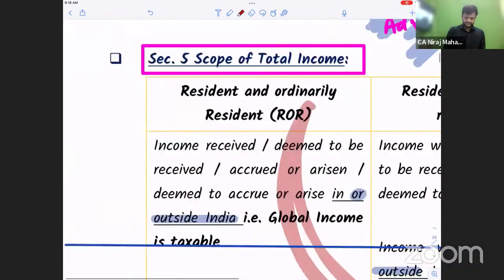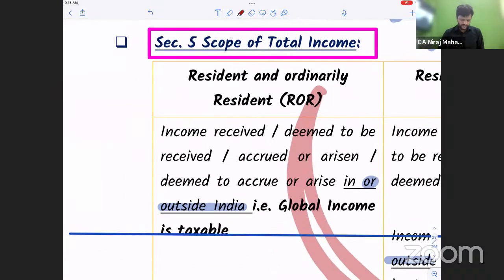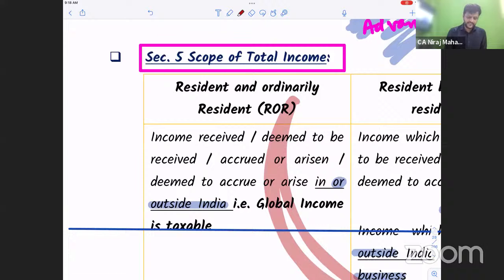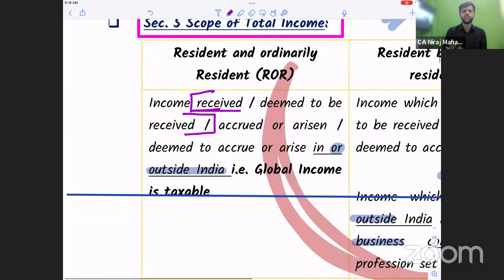Okay, now pay attention. Income received. Can you see the word? But please understand, received or deemed to be received. Clear or no? See what I'm trying to tell you here. I can categorize them as one category only. Which one? Received or deemed to be received. So we are talking of receipt or no? Yes. Or accrued or arisen or deemed to accrue or arise in India.